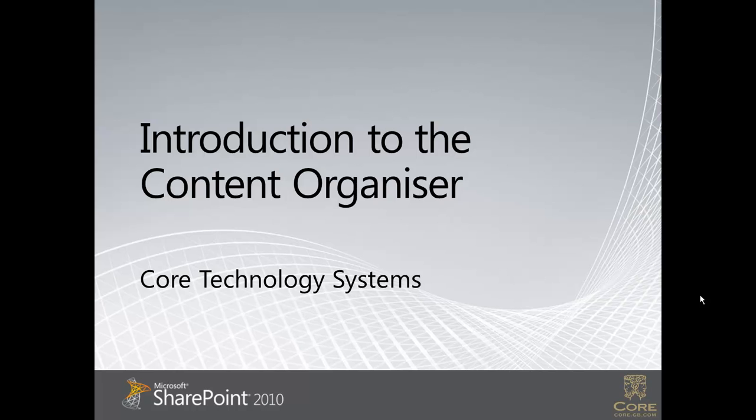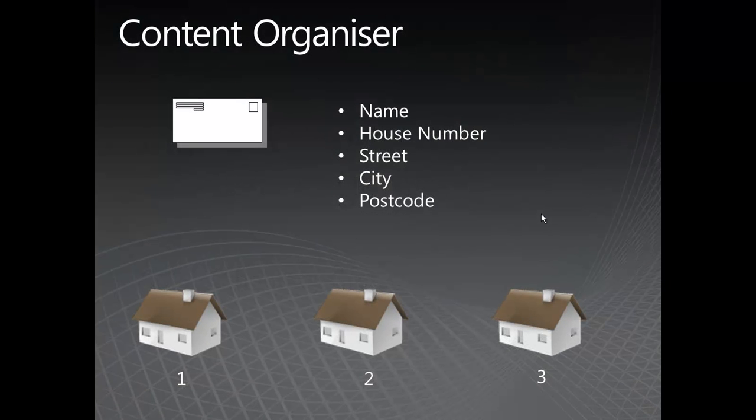So the easiest way to understand how the Content Organizer works is to think about how the post works. If you consider when you're going to post a letter to somebody, you may have to fill out an address. So you'd have the person's name, the house number, the street, the city, and the postcode. And these fields of information determine where the letter is going to end up.